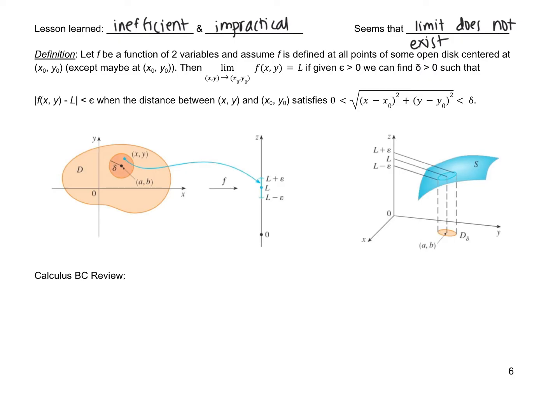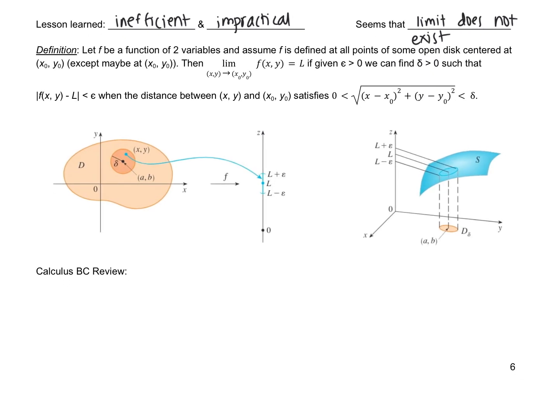Then the limit as (x, y) approaches (x0, y0) of f(x, y) is equal to some value L if, given epsilon greater than 0, we can find a delta such that the function minus the limit is less than epsilon when the distance satisfies this. Okay, so here's our open disk, and we have some point in that disk, and we want to find the limit as (x, y) approaches that point.